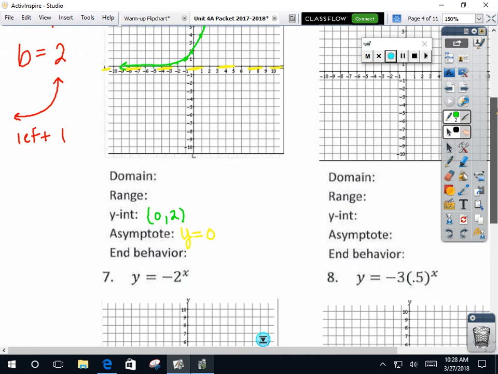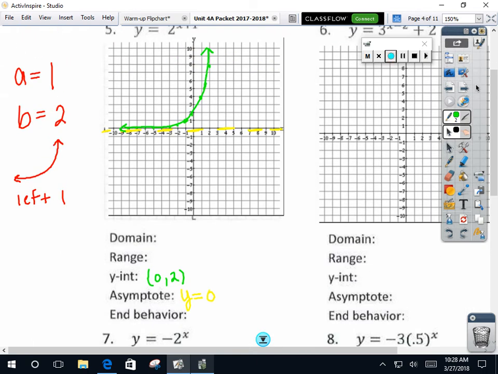What is the domain? Correct. Doesn't it go left forever, and as it's going up, it's also slightly moving out right forever? And that's the domain for all exponential functions. They all go left and right forever, no matter if they're a growth or decay. The range is the one that will change from problem to problem, and why is that? What's it affected by? The asymptote line.